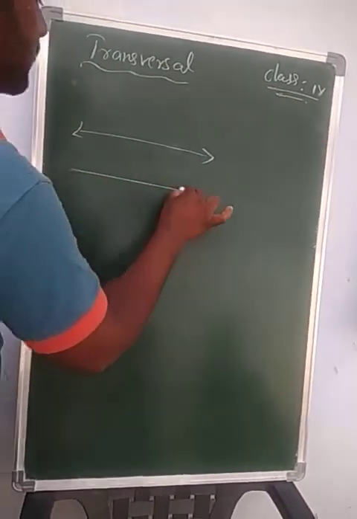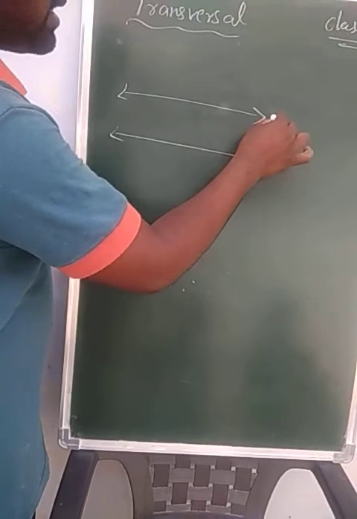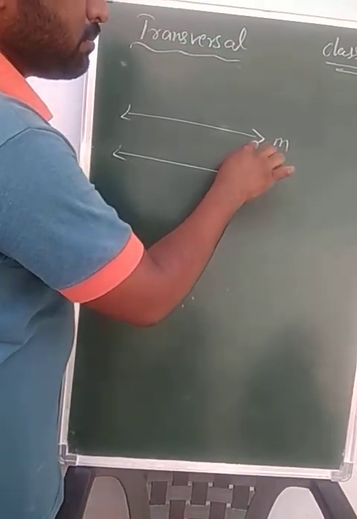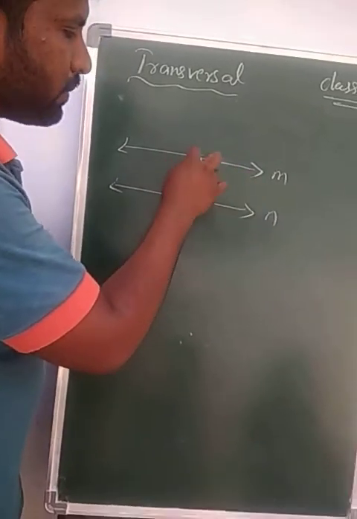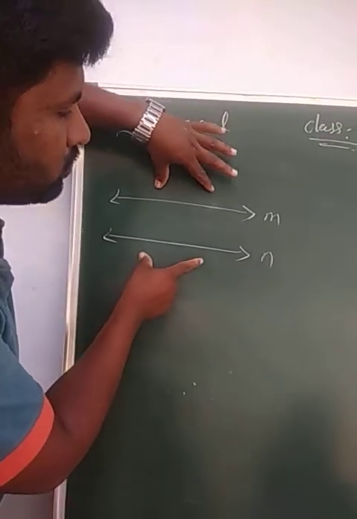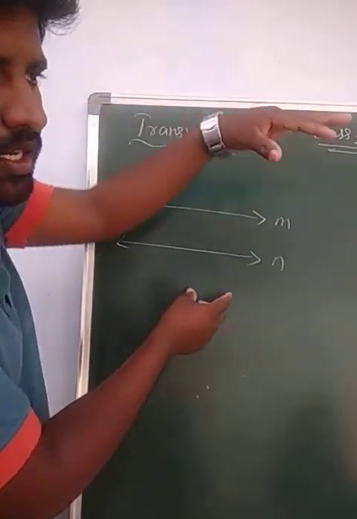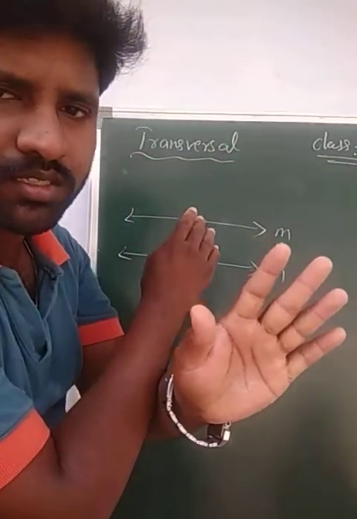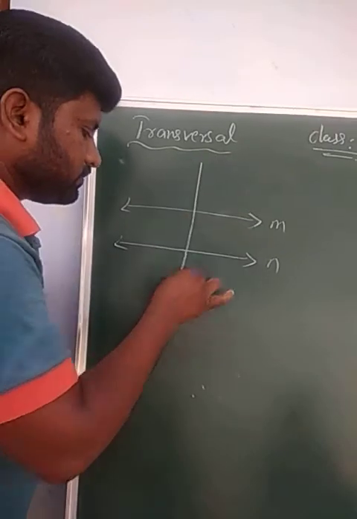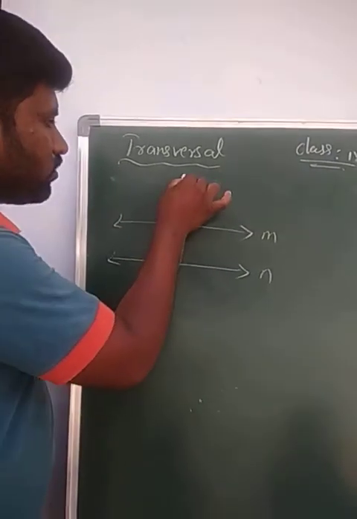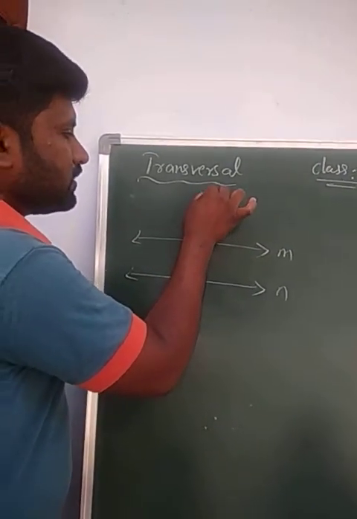These are the two lines. Now I'm giving the names. This is line M and this is line N. These two are parallel lines, yes or no? Because these two do not have any common point. Is it clear? So another line is the transversal.